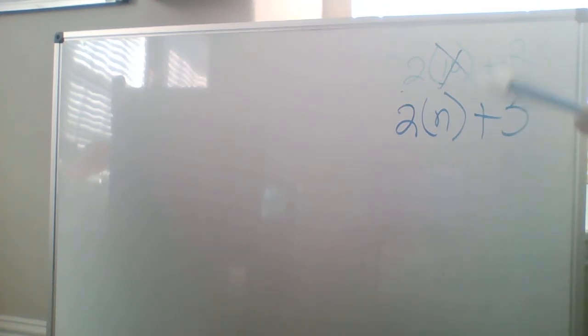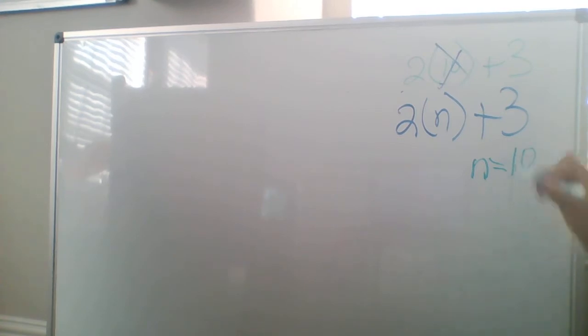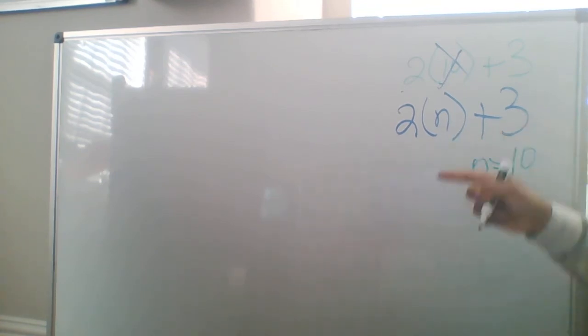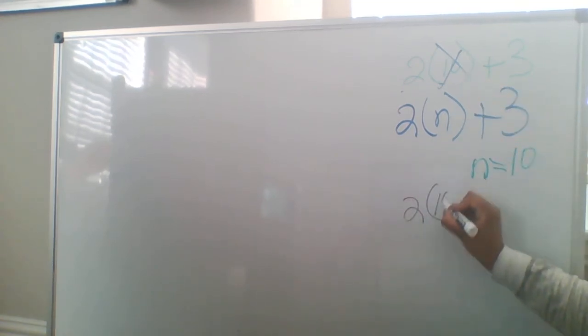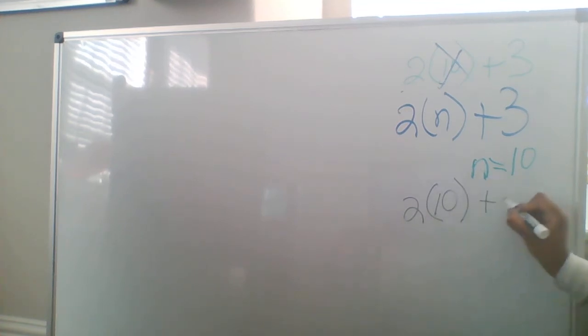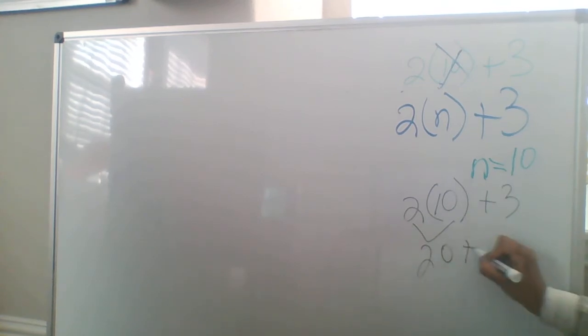So this can mean the same thing, right? So if I said that n equals 10, what am I doing? All I'm doing is substituting the n for the number 10. So let's bring 10 back in and take n out. 2, we're going to substitute n for 10, and we're going to add 3. 2 times 10 is 20. When we add 3, the answer is 23.